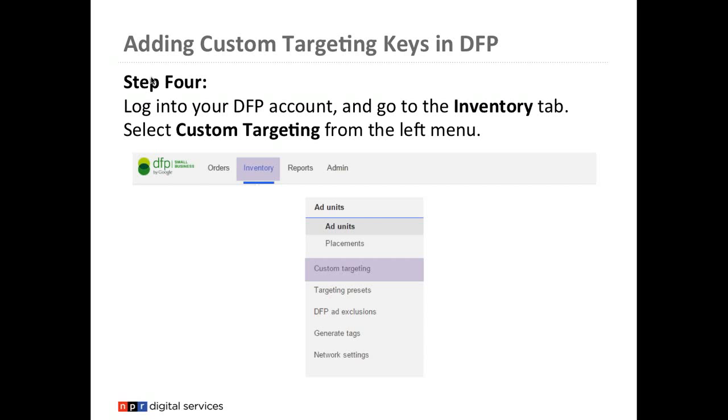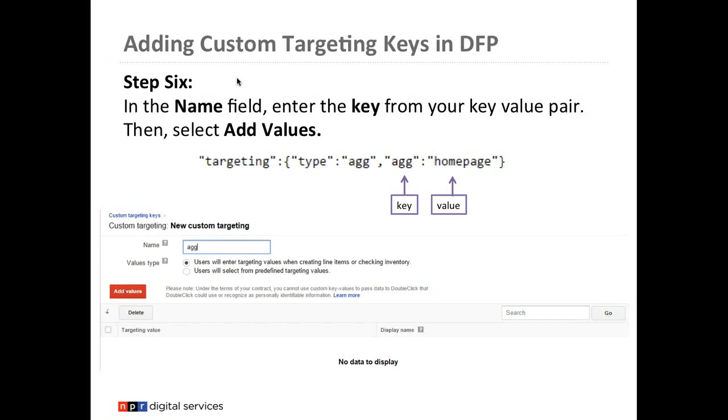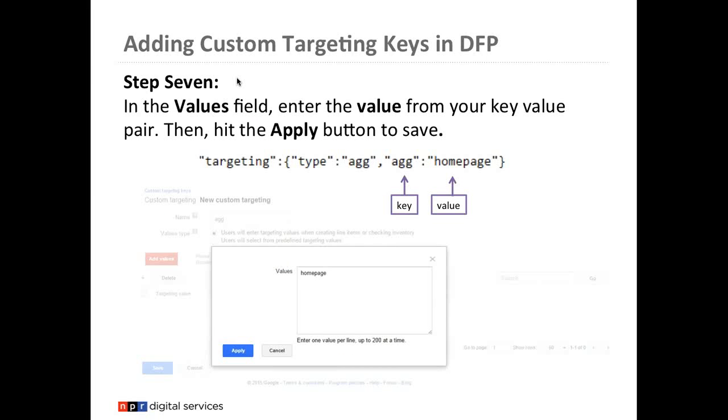So after you have your code, you have your key value pairs, then you're going to want to log into your DFP account and go to the Inventory tab again. This time you want to select Custom Targeting from the left menu. There is a menu on the left side of your page on the Inventory tab. You want to select Custom Targeting.